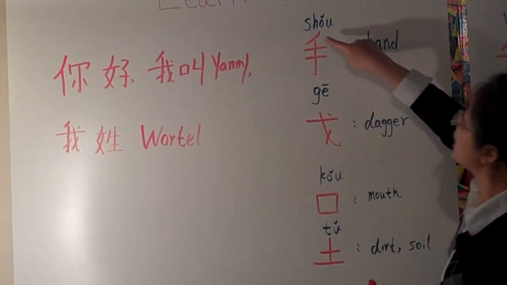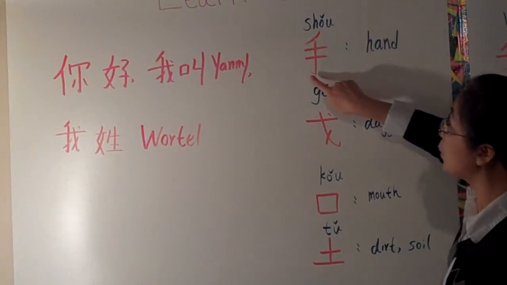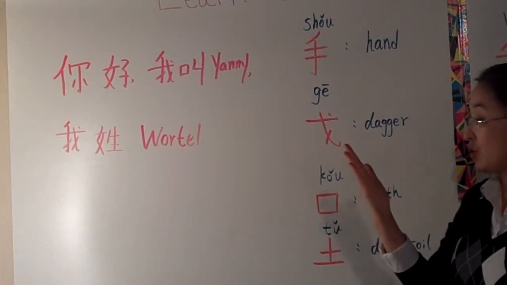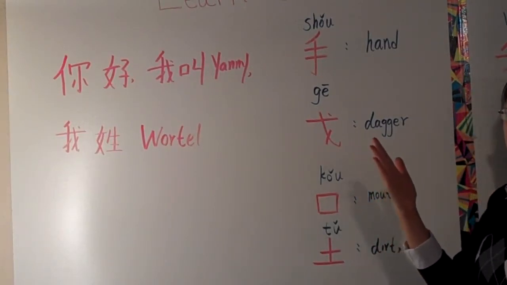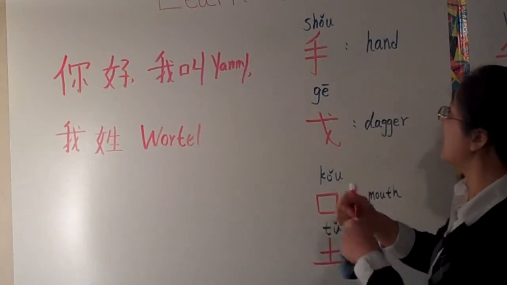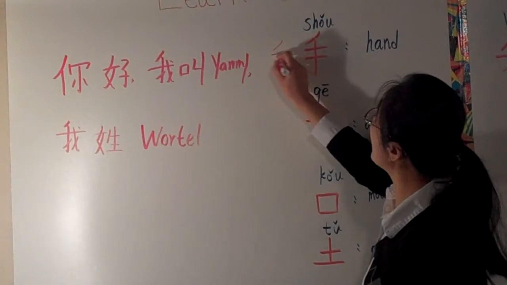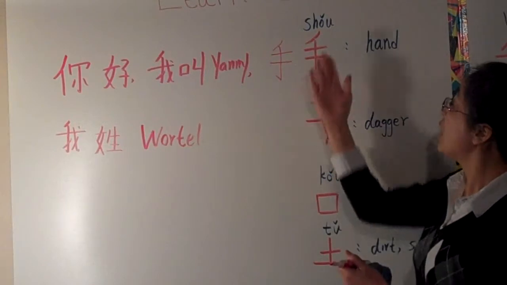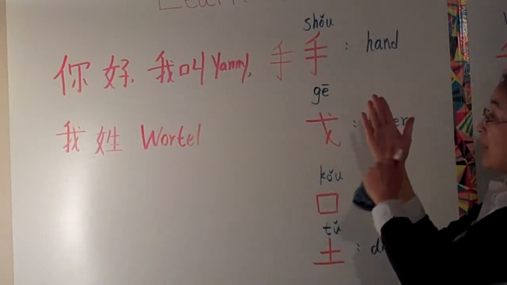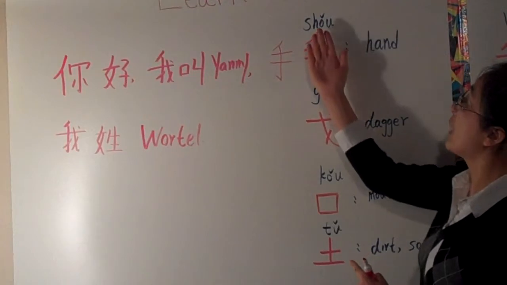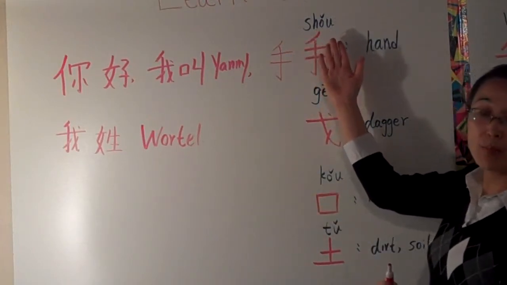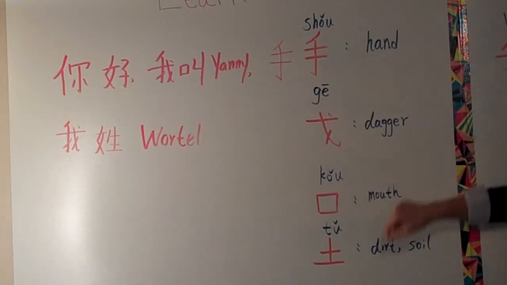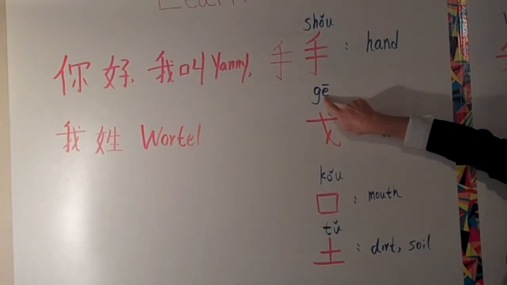There are three lines with a hook. Look at your palm. Count. How many lines are there? You already have three. I hope you have three too, right? Three lines, and one hook. That's your arm. The arm and three lines. Shou, hand. Shou is a pictographic character.